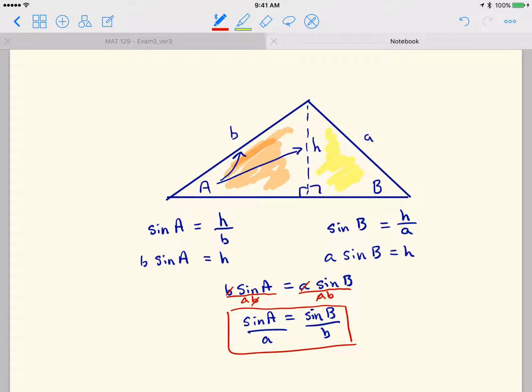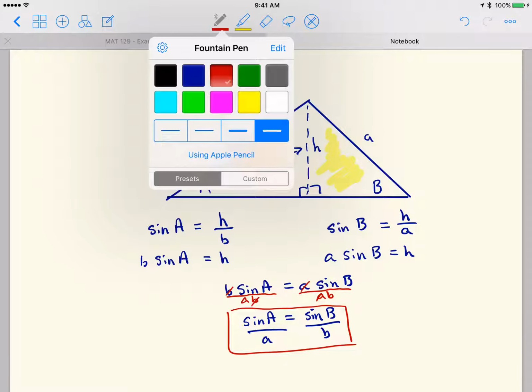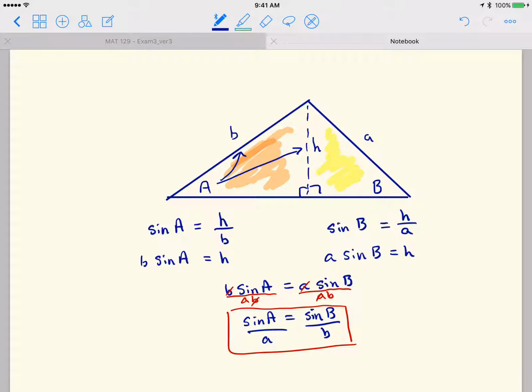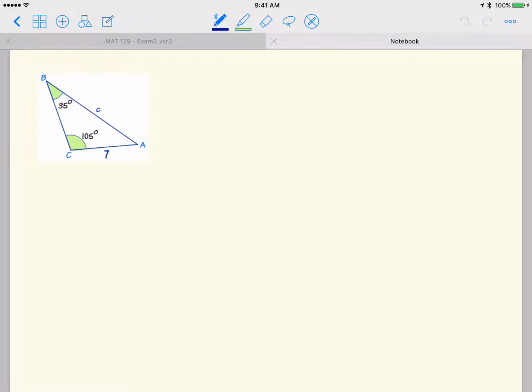And there was nothing special about this. All the labels were kind of arbitrary, and you can set up any triangle to basically do this, and then you get this equality to pop out for every pair of angles and corresponding sides. So there's a little quick proof of why the law of sines works. Let's put it into practice here.